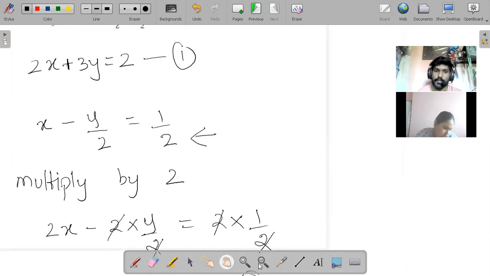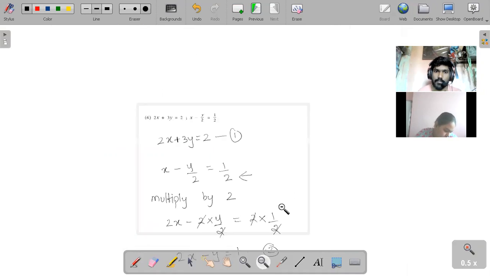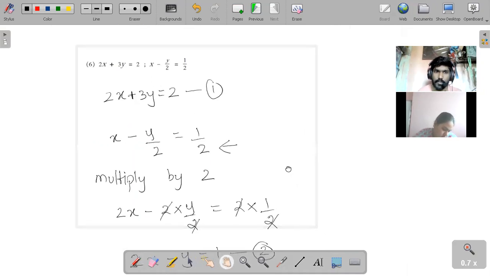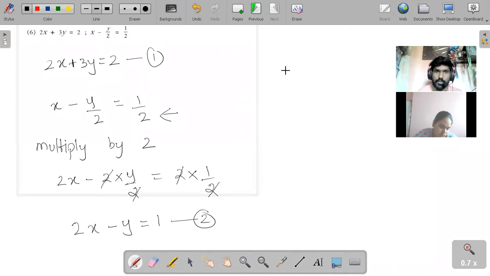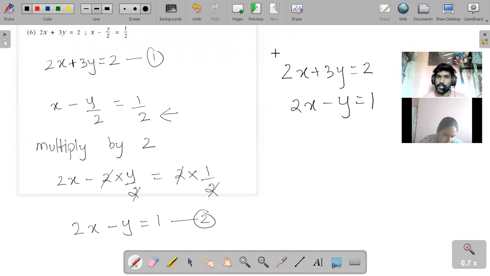So now you have your two equations. The first equation as it is, 2x plus 3y is equal to 2. And your second equation, 2x minus y is equal to 1. Now can you use Cramer's rule? This is Cramer's rule. Will you be able to do it by Cramer's rule? Do it for homework.